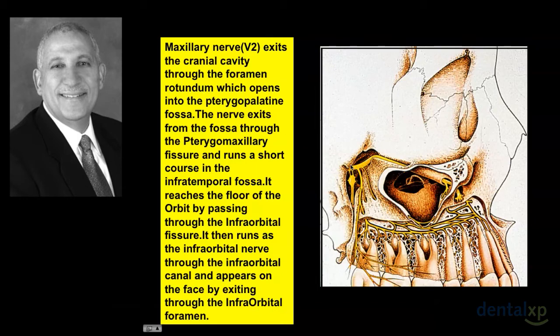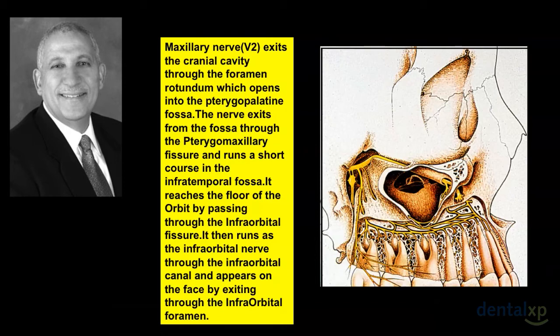Then it will exit through the pterygomaxillary fissure, and it has a little portion in the infratemporal fossa. So I call the first part the pterygopalatine portion of the maxillary division. Then the small part in the infratemporal fossa, we call it the infraorbital portion of the maxillary division.